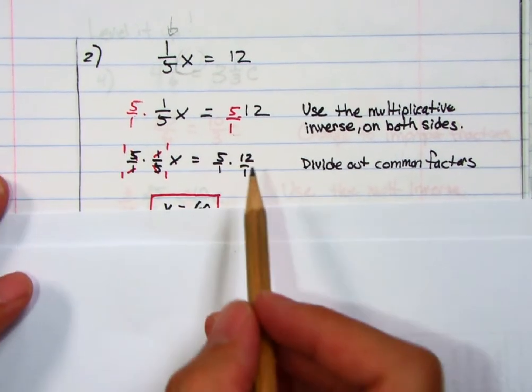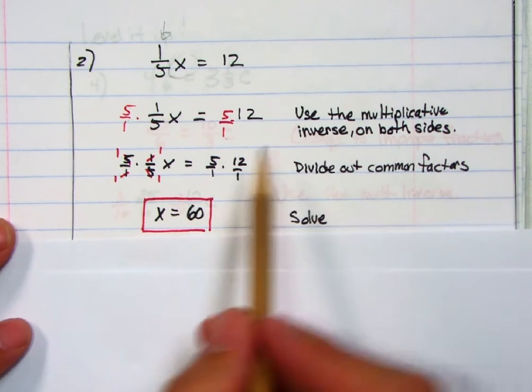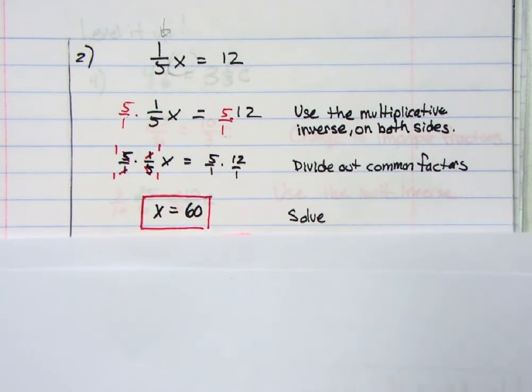I do that. Over here, there's no cross-canceling. I just have to multiply across. So 5 times 12 gives me 60.